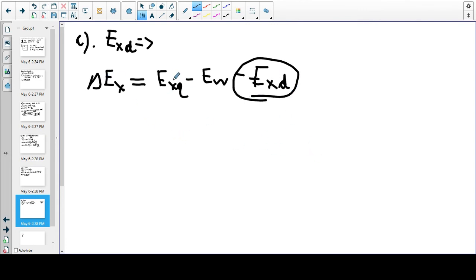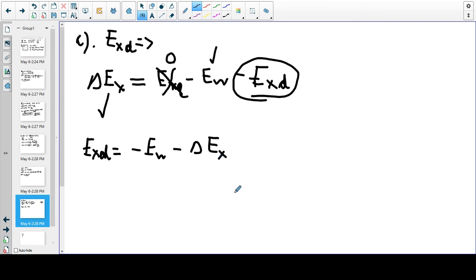So, what do we have here? Well, we have the exergy of work, right? We have the change of exergy. We just found that. And we know that there's no heat leaving or anything crossing the boundary, so the exergy of Q is nothing. So, for now, we can then just solve. I will move the exergy to the other side: exergy destroyed of the system is equal to negative exergy of work minus delta EX.